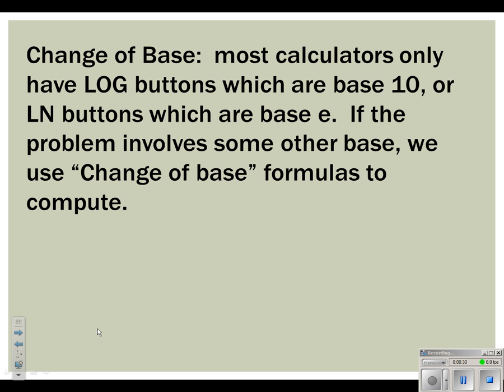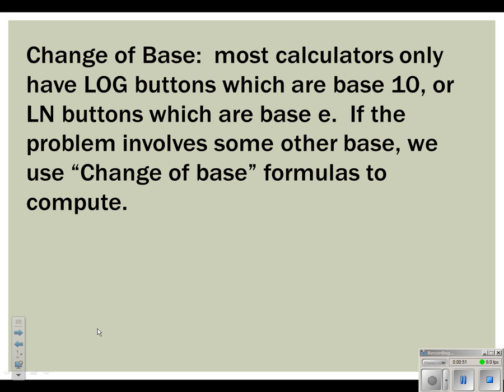All right, the first thing that's discussed in this section is change of base. We talked about this a little bit in class today, but most calculators only have log buttons, which are base 10, or ln natural log buttons, which are base e. So if the problem involves some other base, we use change of base formulas to compute.